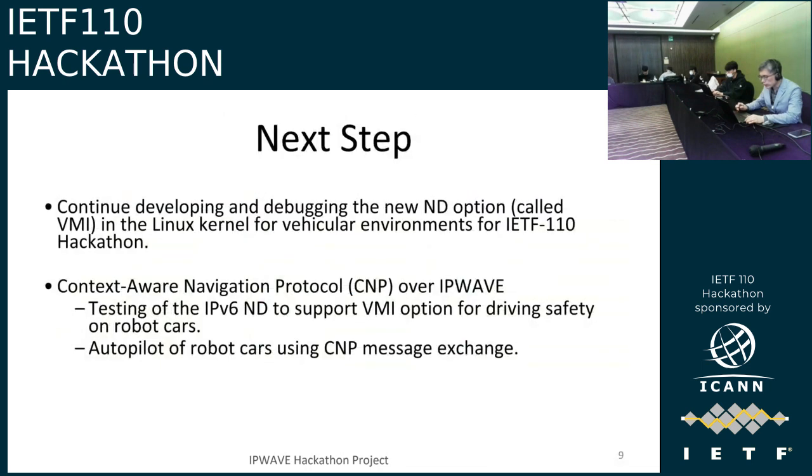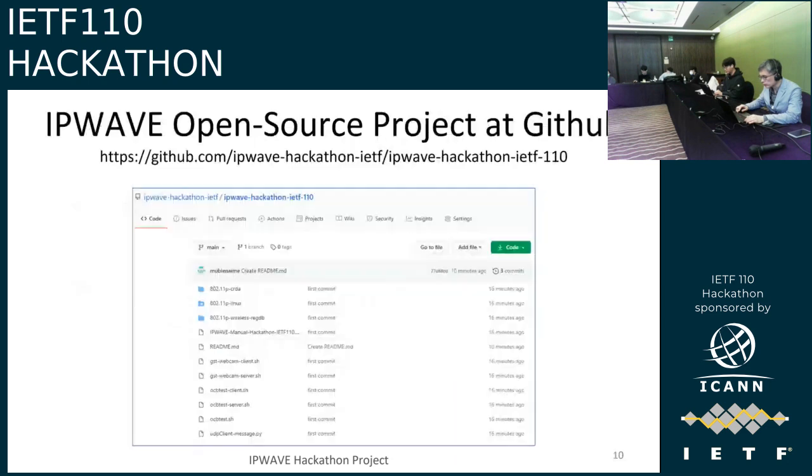For the next step, we will continue developing and debugging a new option called the Vehicle Mobility Information option in the Linux kernel. We also will support the context-aware navigation protocol based on this new option. Then we'll test this IPv6 neighbor discovery, and also support the autopilot mode of robot cars, with context-aware navigation protocol message exchange, such as when there is an accident or obstacle ahead. Vehicles can exchange the message, and they can avoid that obstacle or a collision with each other.